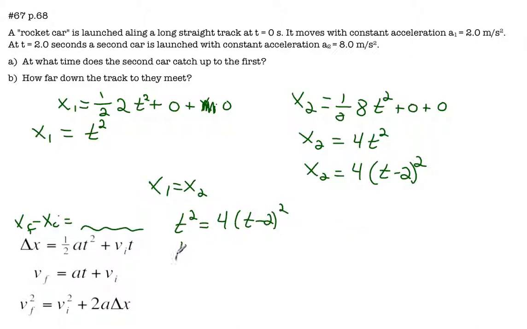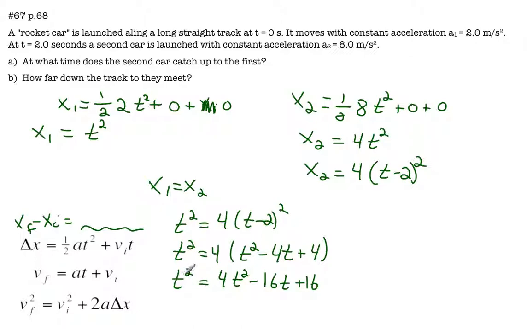I could FOIL this out. This will be t squared is equal to 4 times the quantity t squared minus 4t, because you'll get a minus 2t and a minus 2t, plus 4. If I factor this through, I have t squared equals 4t squared minus 16t plus 16. I have a t squared term here. I could subtract it from both sides. If I subtract t squared here and I subtract t squared here, t squared minus t squared gives me 0 equals 3t squared minus 16t plus 16. So this is a quadratic equation.